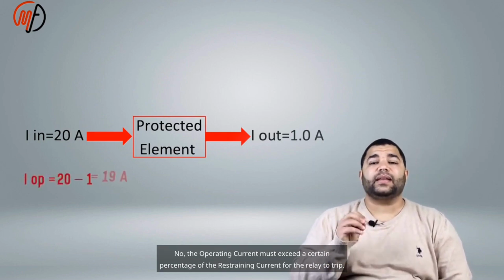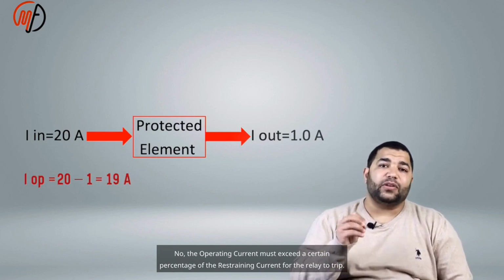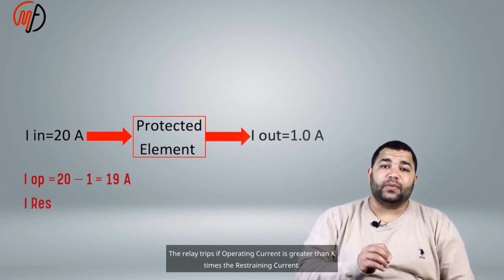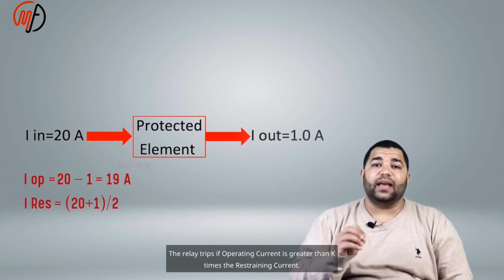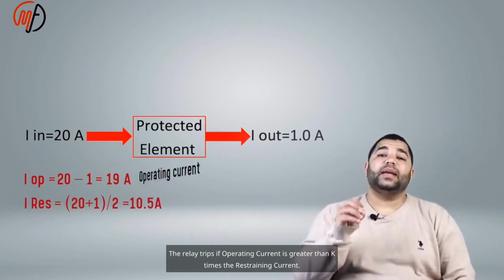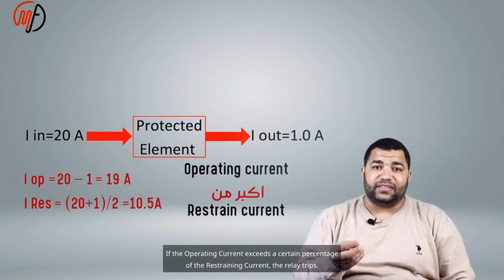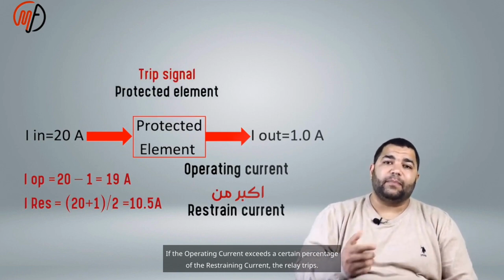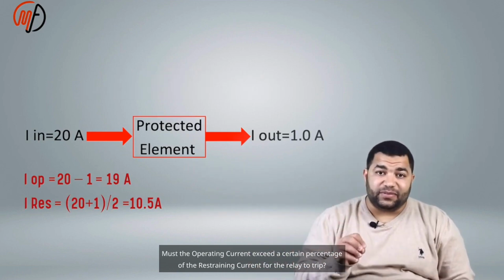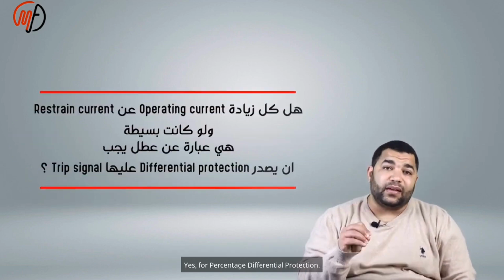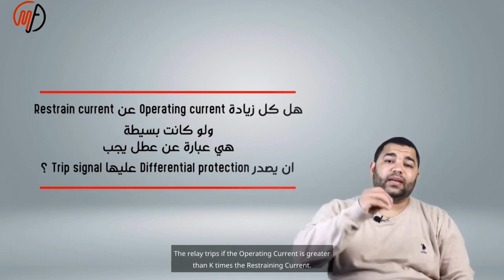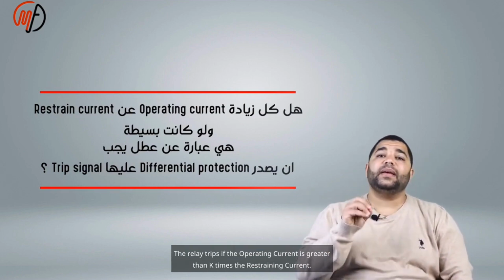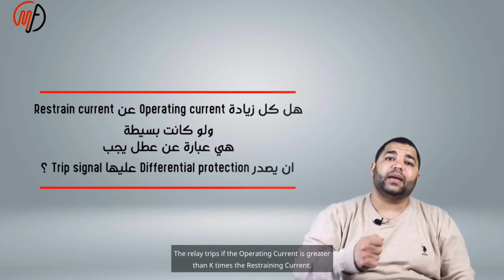No. The operating current must exceed a certain percentage of the restraining current for the relay to trip. The relay trips if operating current is greater than K times the restraining current. Must the operating current exceed a certain percentage of the restraining current for the relay to trip? Yes, for percentage differential protection. The relay trips if the operating current is greater than K times the restraining current.